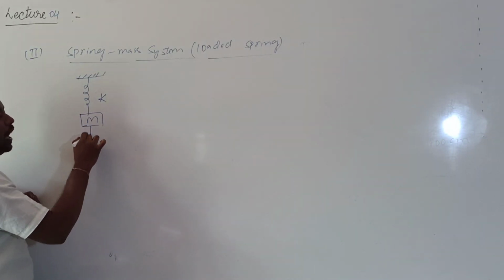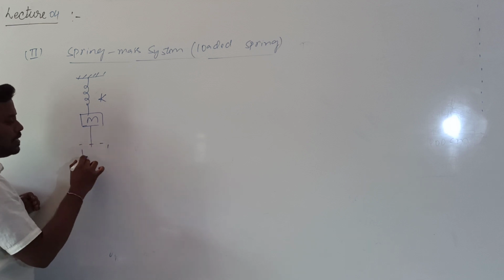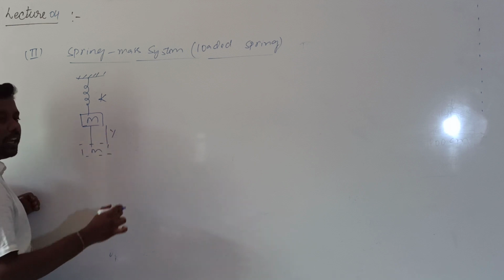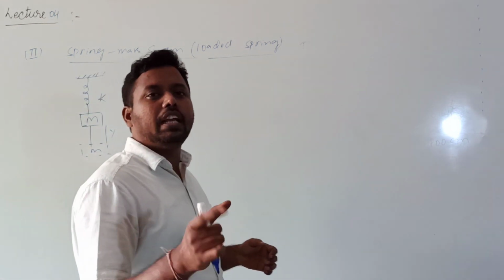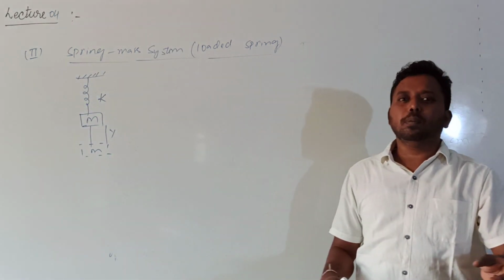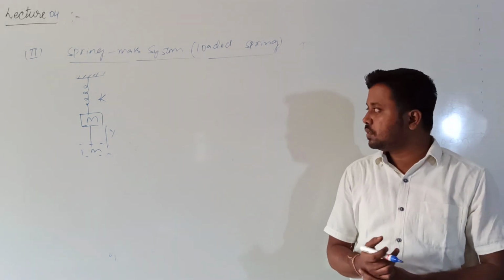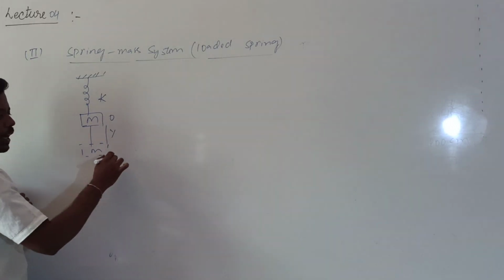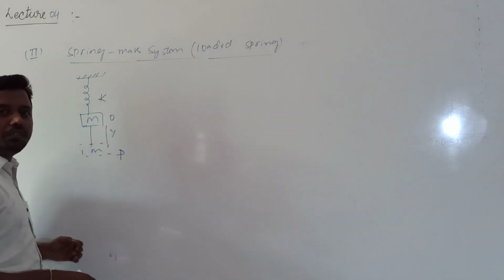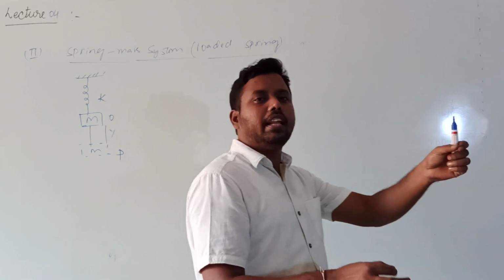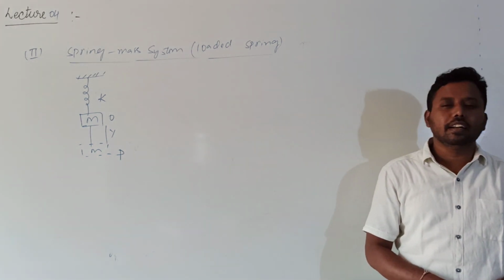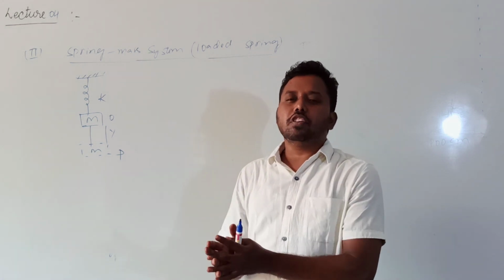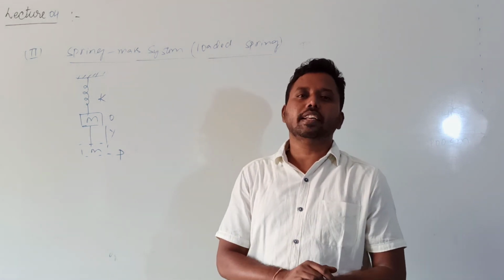So what I did, I pull this block by a distance, let me call it x, or here it is along the y direction, y. Pull the block downwards and leave it. In order to pull the block, we need to apply external force. Initially the body was at mean position. I pulled it to which position? Extreme position. When you pull it down, the spring will be elongated. When the spring is elongated, a restoring force will develop. That restoring force will be in a direction opposite to displacement.